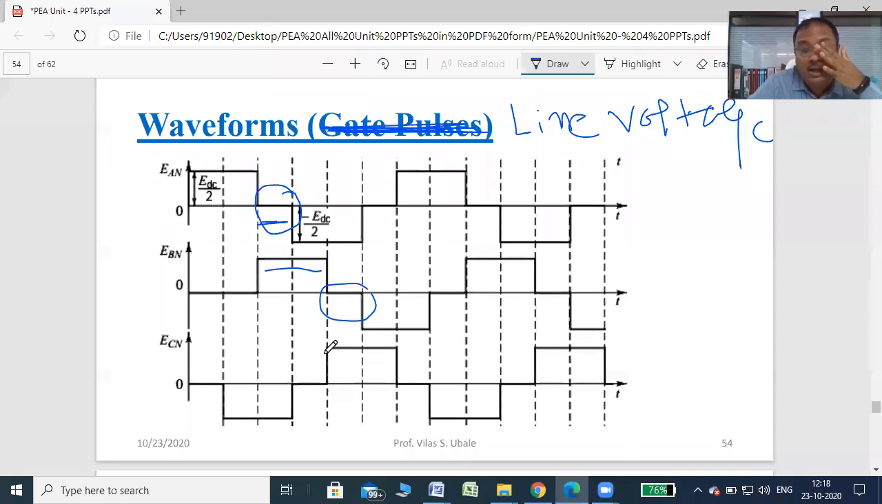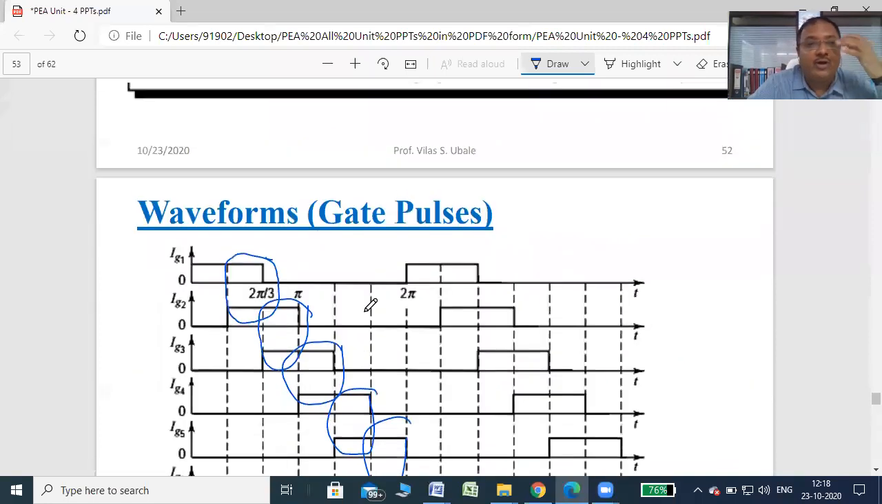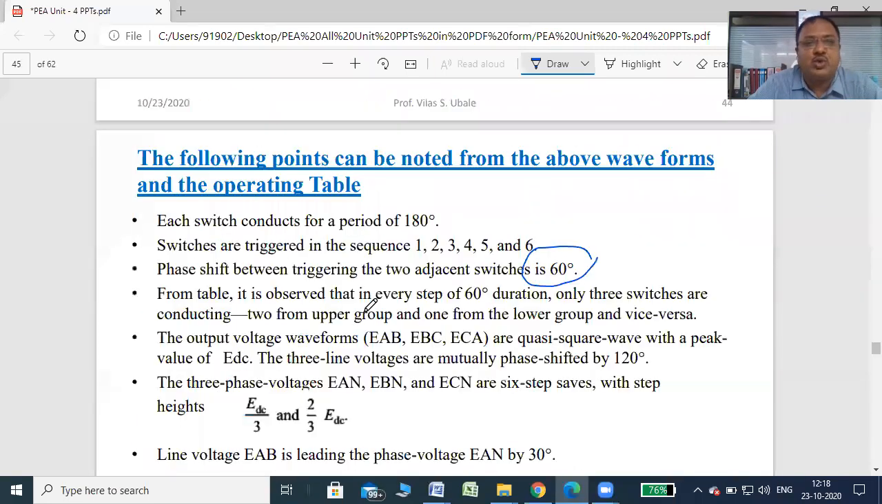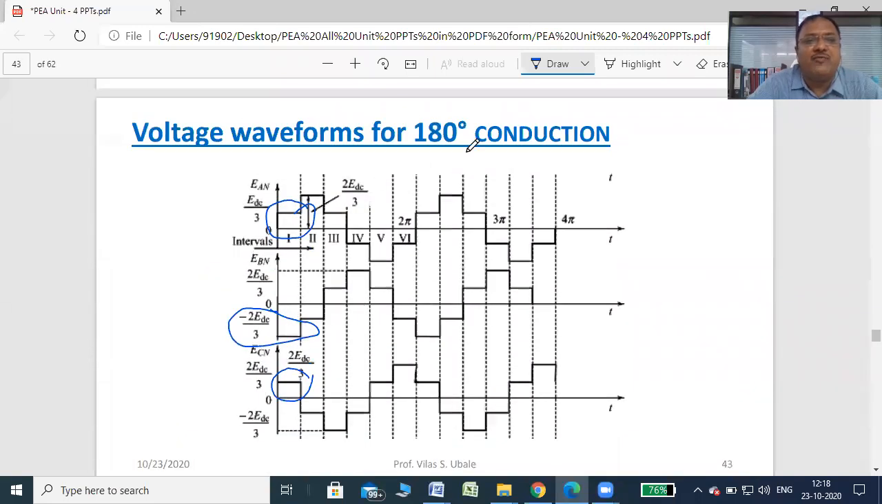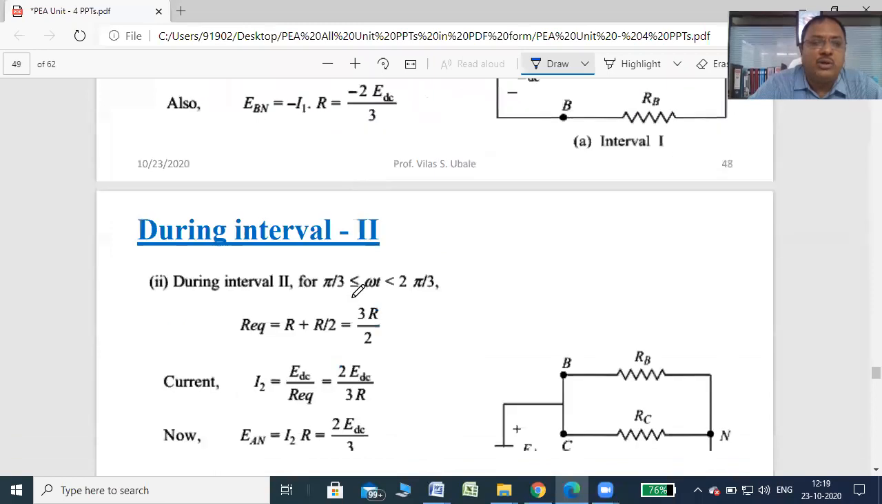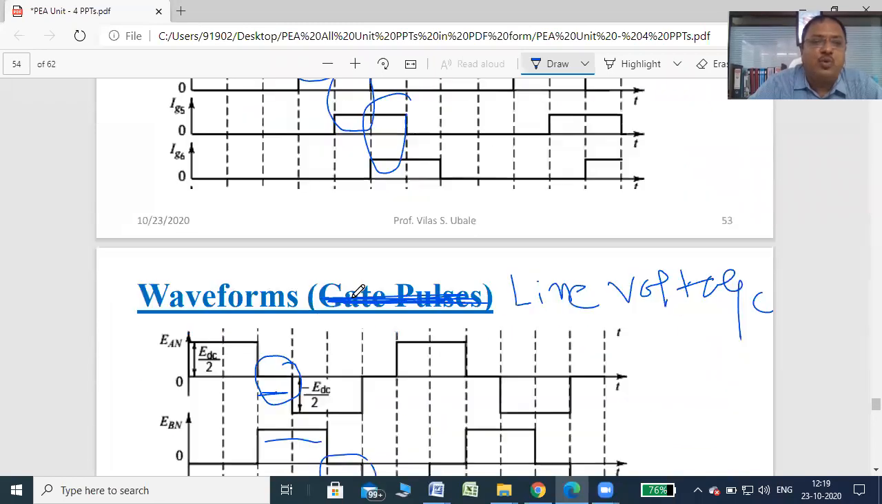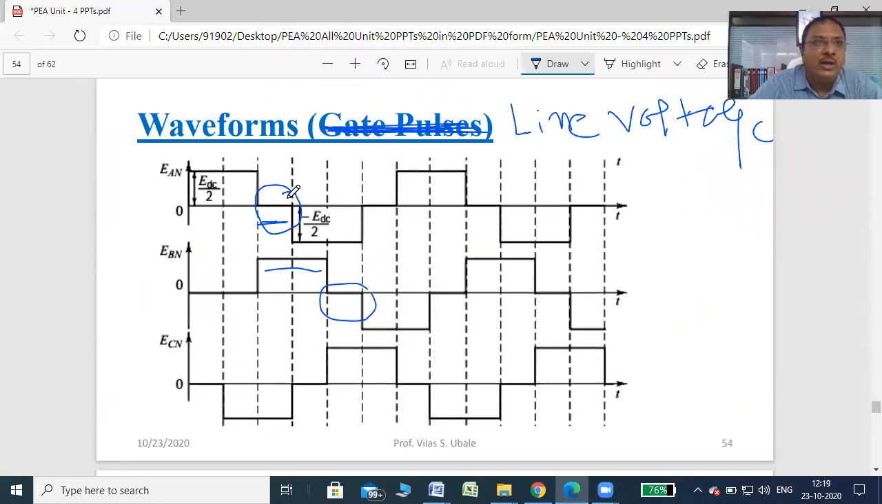So you can check here the output voltage of 180 conduction mode. I'll just show you the output of 180 conduction mode. So EAN is on up to 180 degree. But here the output EAN is available up to only 120 and EAN is equal to 0 for 60 degree. That is a major disadvantage of this 120 conduction mode.